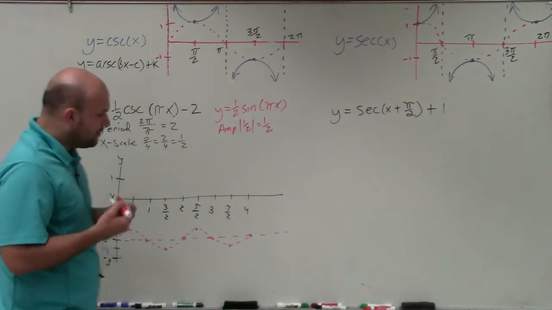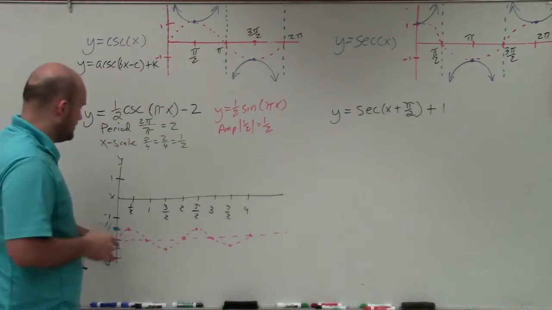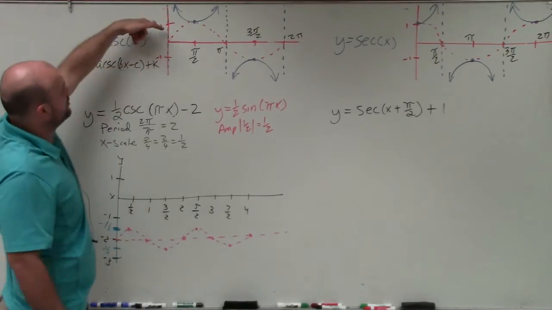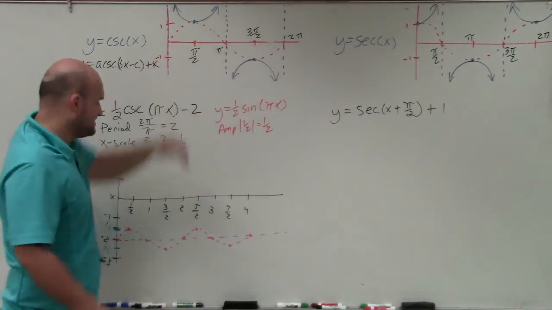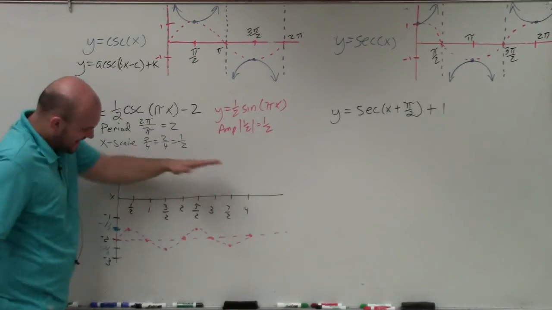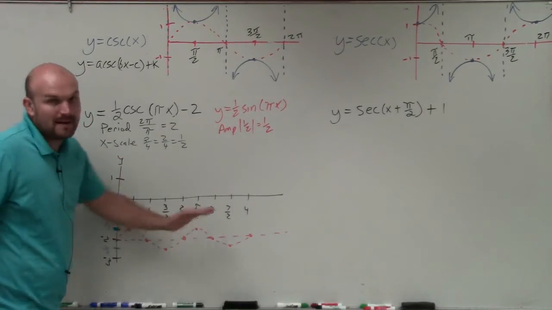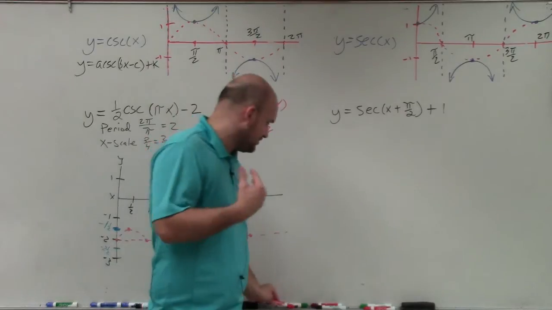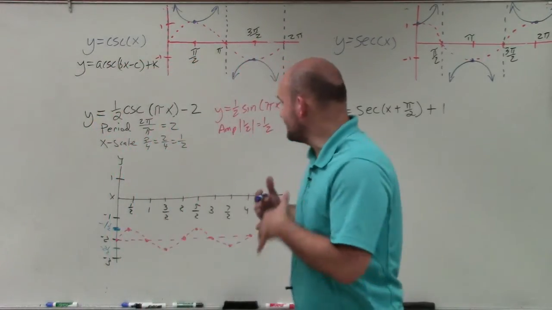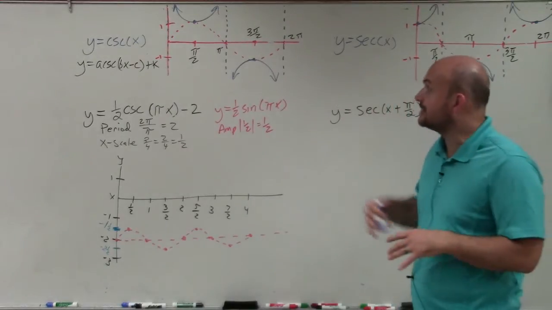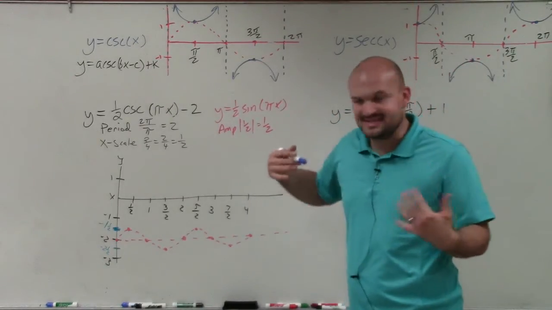OK? So what's nice about that, remember when we're doing our critical points, you have intercept, maximum, intercept, minimum, intercept. So it's nice to have this x-axis transform down so we know where those points are going to be. However, as I mentioned, ladies and gentlemen, this is just to give us an idea of what the graph's supposed to look like. We still need to graph our cosecant function.